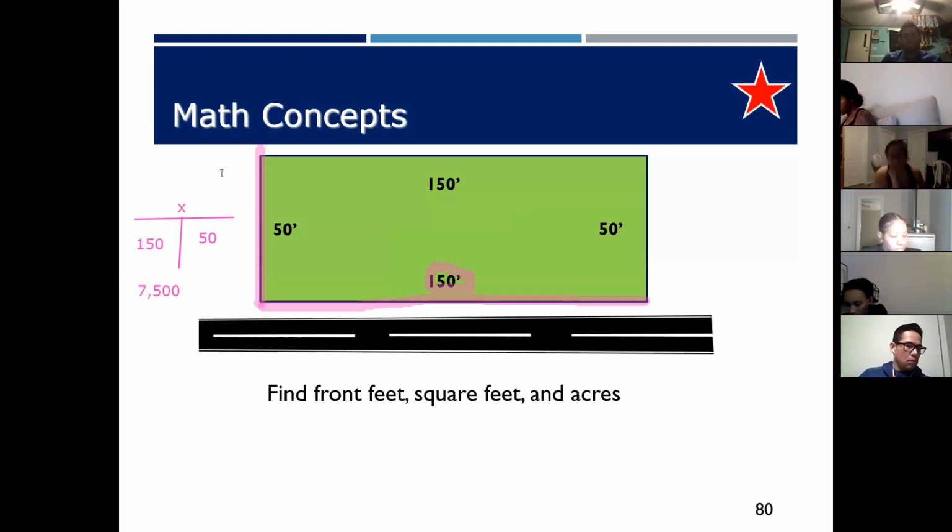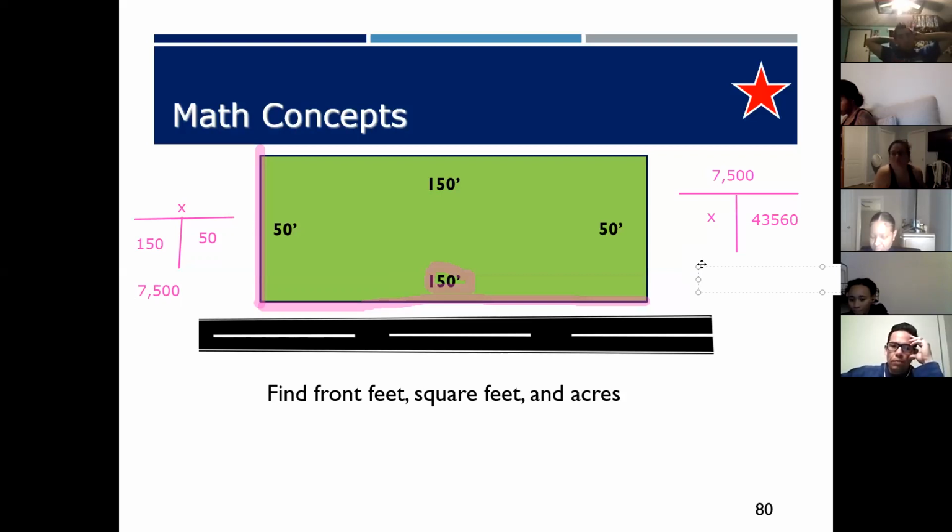Is 7,500 less than or more than 43,560? It is less than. So I have less than an acre, right? So then the last step is to find my acres using 7,500 square feet and my magic number 43,560. When I divide 7,500 by 43,560, I get 0.17 and so on. 0.172 should be fine for your acres.